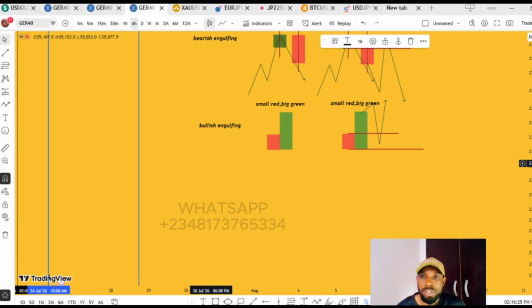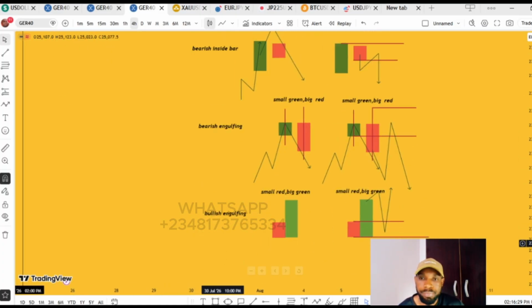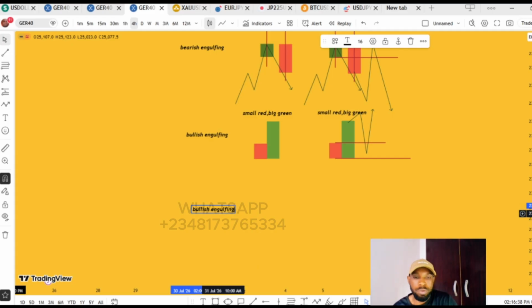Okay, so let's talk about pin bar. I think I'll talk about the application for that. You just have to figure that out yourself. So let's talk about the bullish pin bar first.